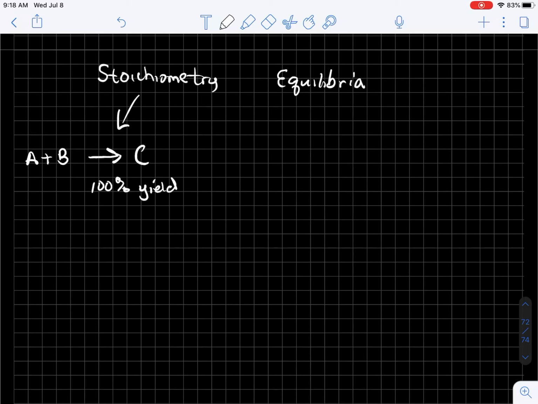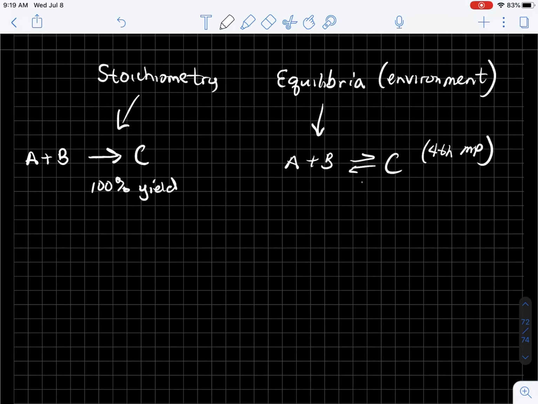Most reactions, however, follow what's called equilibria principles. And in equilibria, we are limited by our environment. For instance, our environment can only hold a certain amount of carbon dioxide before other things have to shift. And in those reactions, we would write A plus B, and then we use these reversible arrows to get C. And we're going to study this in the fourth marking period. And what the double arrows mean is that we get much less than 100% yield.